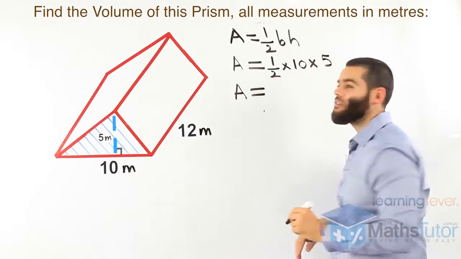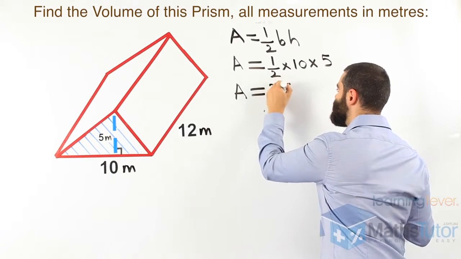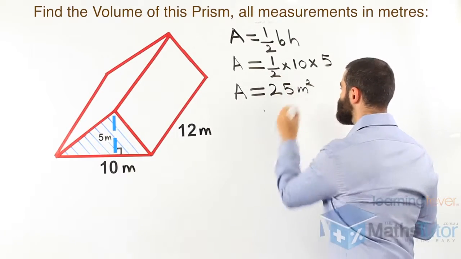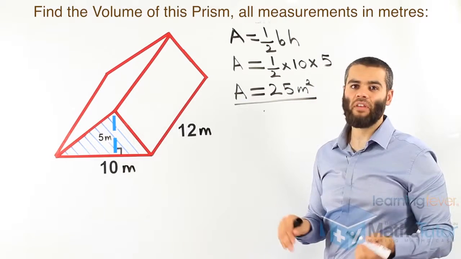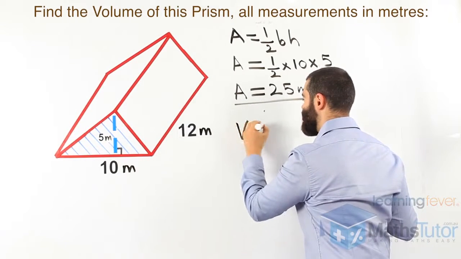Half times 10 times 5. 25 square meters. This is our area. This is the area of our cross section. We found the area. Now simple, work out the volume.